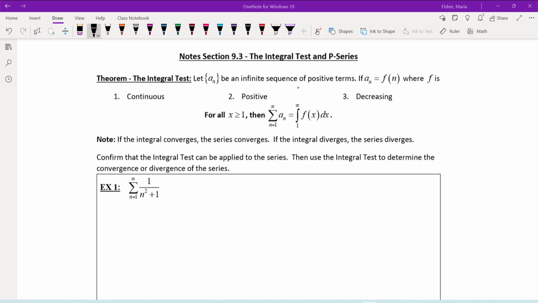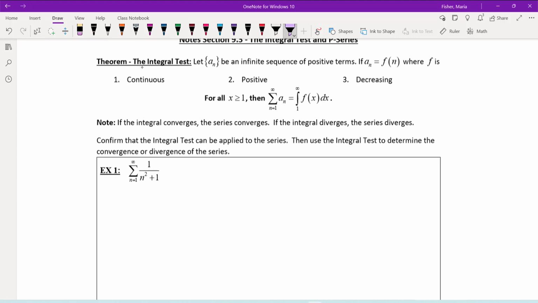Section 9.3 is the integral test and p-series. In this section, we're going to learn about a new test that we can use to determine if an infinite series diverges or converges. And then we're going to learn about p-series and how to determine if a p-series diverges or converges by just looking at what p is. Let's start with the integral test.